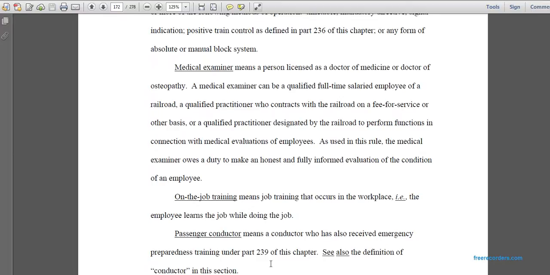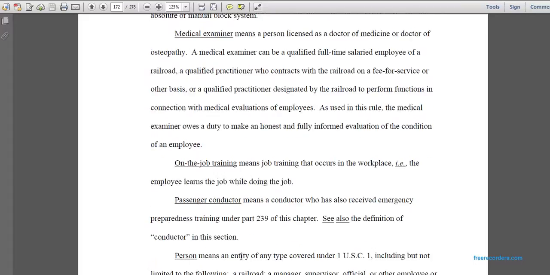On-the-job training means training that occurs at the workplace, i.e. the employee learns the job by doing it while doing it. The passenger conductor means the conductor who has also received emergency preparedness training under Part 239 of this chapter. See also the definition of conductor in this section.